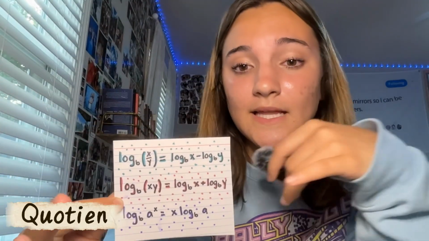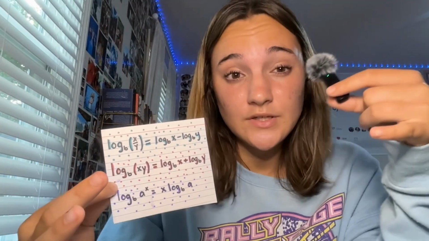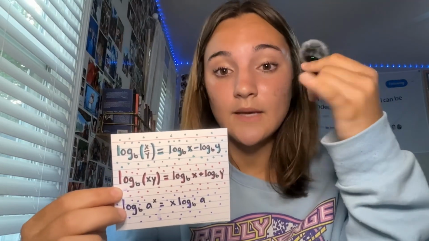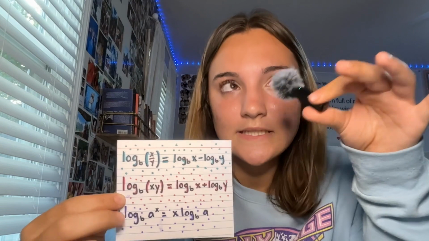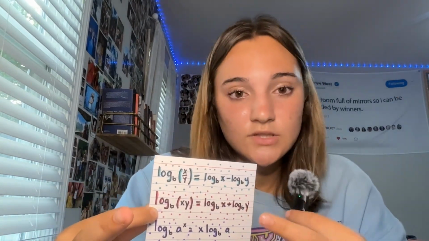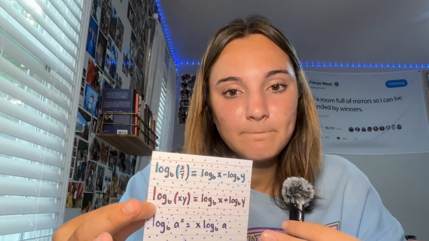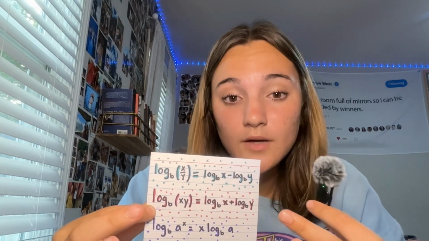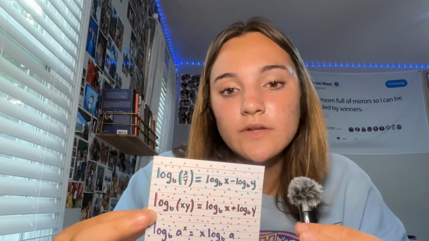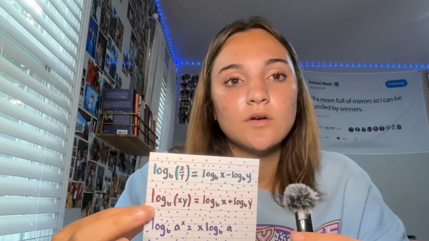There's the quotient property that basically just turns division into subtraction. So if you have a log with base b of x over y, that's the same as... since the log base is the same, the only thing that's changing is the quotient. And so log base b of x minus log base b of y is equivalent to log base b of x over y.